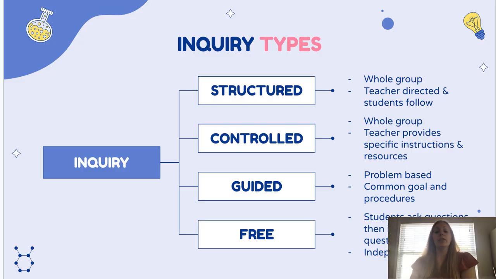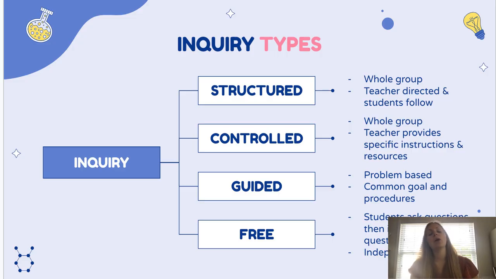So the first way is structured, which is whole group, teacher directed, and students follow. So yes, they're still making a product. Yes, they're still asking questions and all of that, but it's much more whole group and the teacher is alongside them. Controlled is whole group and students are given specific instructions and resources, but the teacher is not right there hands-on with them. But it is kind of step by step.